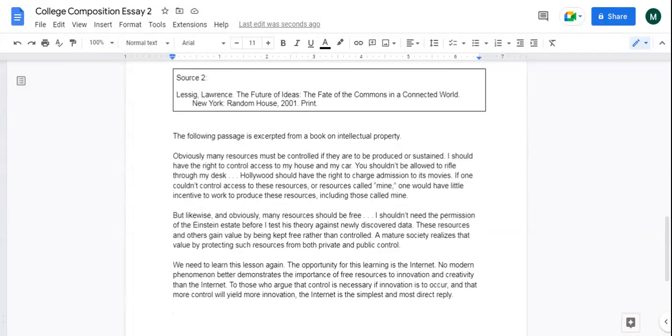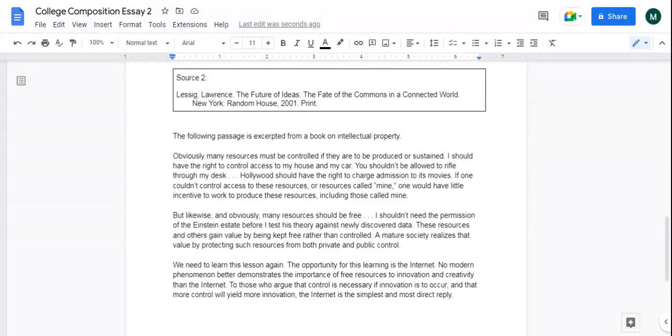All right, next source. Source 2, Lessig Lawrence, The Future of Ideas, The Fate of the Commons in a Connected World. Definitely sounds like he will be for just having intellectual property for everyone. So this is from a book on intellectual property.